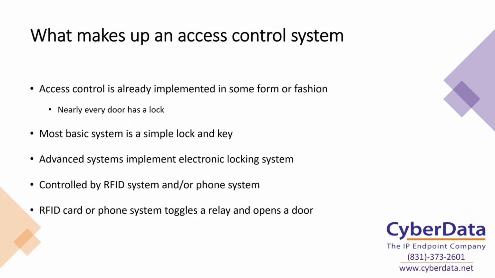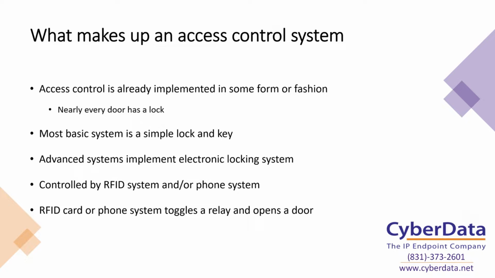So what makes up an access control system, now that we understand what an access control system is? Access control is already going to be implemented in some form or fashion. You've already got access control, you just might not realize it. You've never called it that. Every door that you deal with has a lock, whether it's your front door, sometimes your bedroom, your bathroom definitely has a lock. That's standard practice on all bathrooms. So you're already using access control in your everyday life.